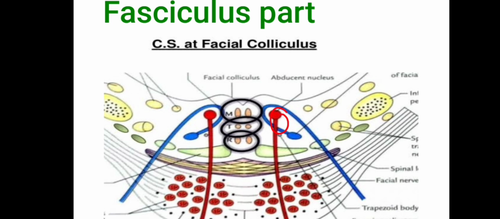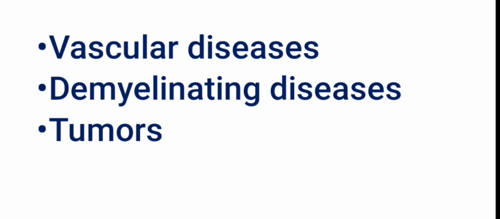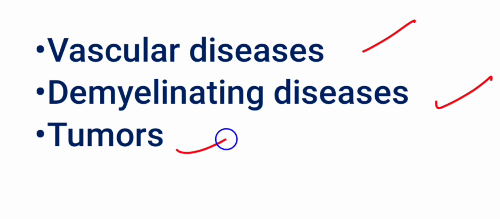So the lesions here depend upon which part of the pons is affected. If there is affection of the dorsal pons, then there is affection of the facial nerve also, which will lead to what is known as Foville's syndrome. That is nothing but facial nerve palsy as well as abducens nerve palsy. If the ventral pons is affected, then there is affection of the pyramidal tract also, leading to what is known as Millard-Gubler syndrome. So the fascicular part can be affected by vascular diseases like diabetes and hypertension, demyelinating diseases and even tumors.